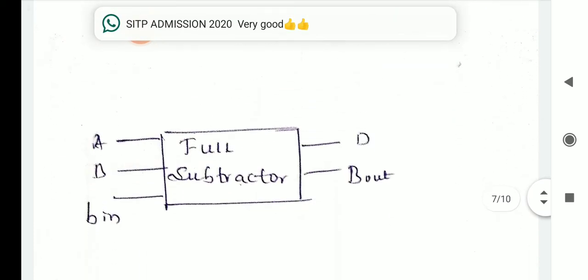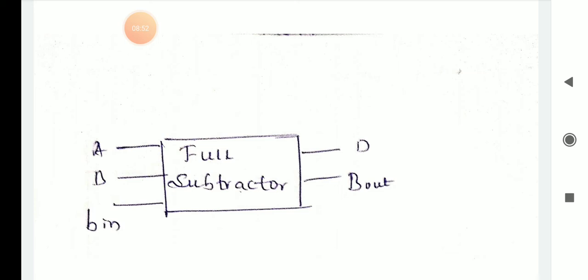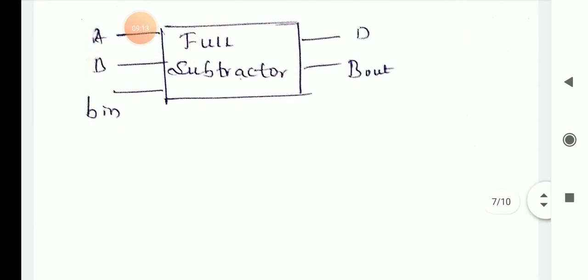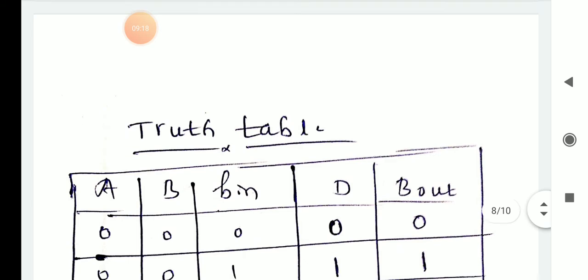So next, this is the block diagram of the full subtractor. You need one more bit extra: A, B and B in are the 3 inputs. Difference and borrow are the 2 outputs. So the full subtractor is again a combinational circuit. It is having 3 inputs and 2 outputs. So 3 inputs are A, B and B in, and 2 outputs are difference and borrow. That is the block diagram of the full subtractor. So half plus half, that is the full subtractor. Next we will discuss the truth table.